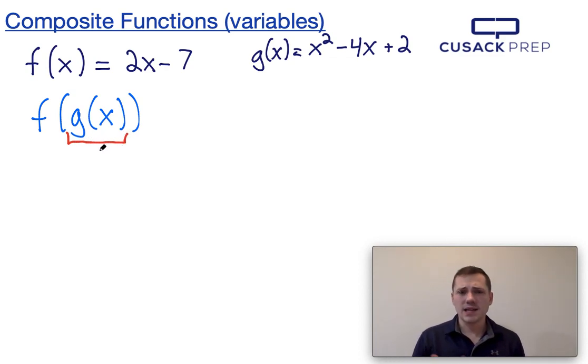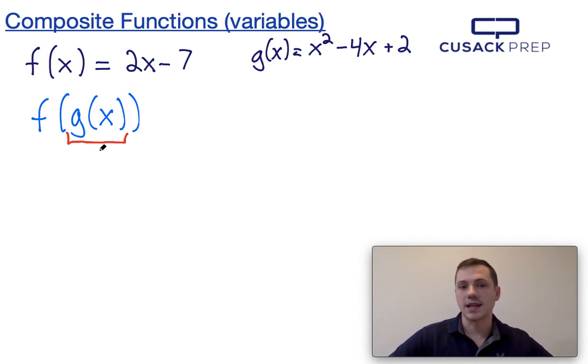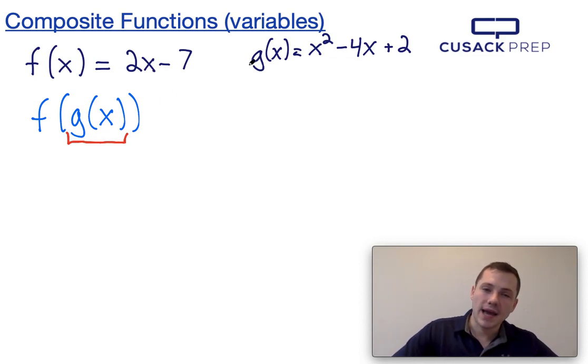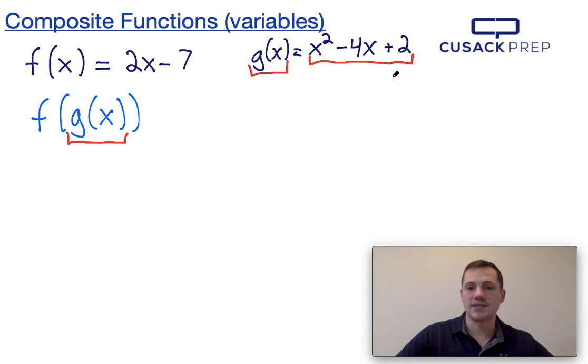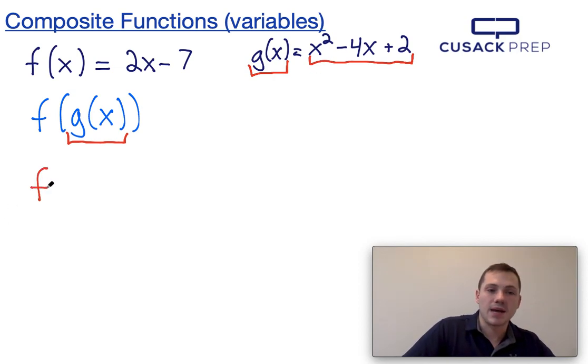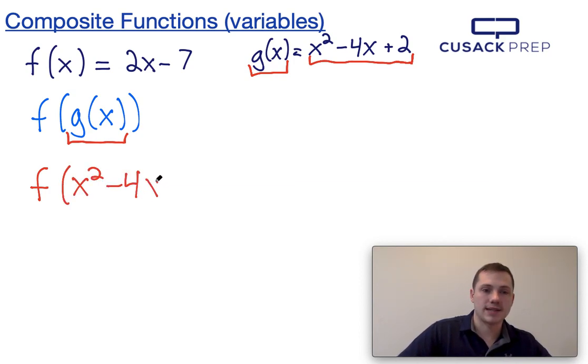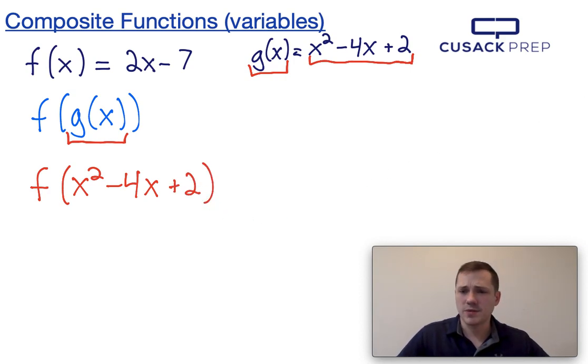Well, unlike the last video, I don't have a number. I'm not figuring out g of 1 or g of negative 2 or anything like that. So what I have to do is think of g of x as being x squared minus 4x plus 2. So my initial step is actually just to replace g of x, this whole thing, with what's on the right side. When I do that, this is going to become f of x squared minus 4x plus 2.